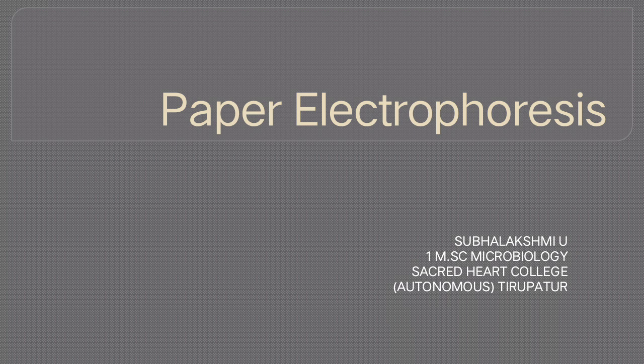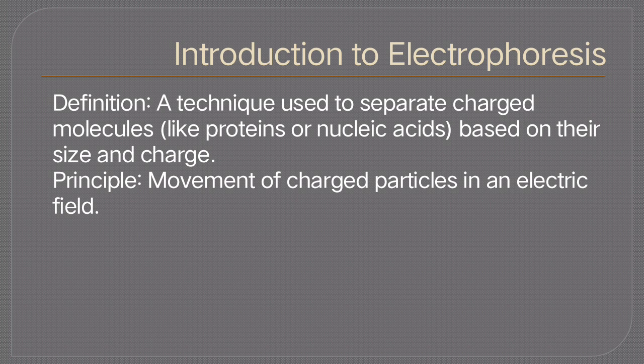What we are going to see in this session is paper electrophoresis. Introduction to electrophoresis. Definition: a technique used to separate charged molecules like protein or nucleic acid based on their size and charge. Principle: movement of charged particles in an electric field.